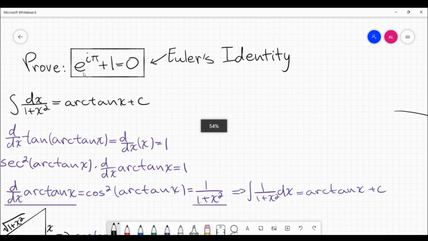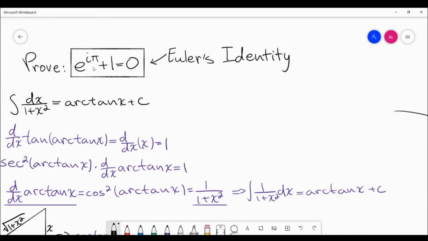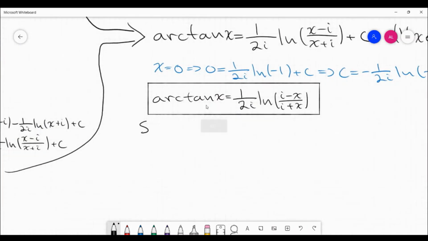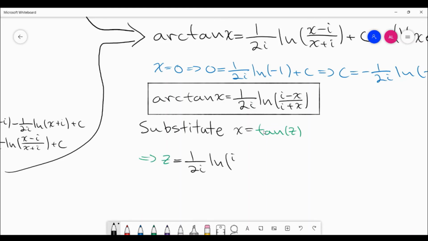However, we want an identity connecting exponential values e and trig pi. But right now we have an identity connecting inverse trig and inverse exponents. So we do a variable change and substitute x equals tangent of z. So z is just another variable that is defined as the arctangent of x. So z equals 1 over 2i ln of (i minus tan z) over (i plus tan z). I'm sorry, I keep saying 1 minus tan z. I minus tan z over i plus tan z.